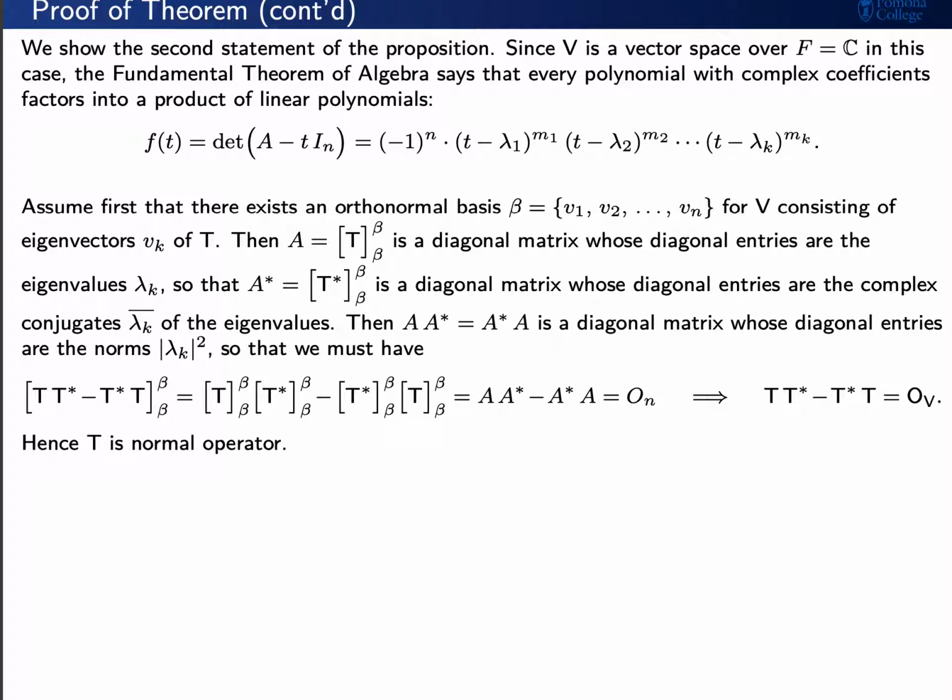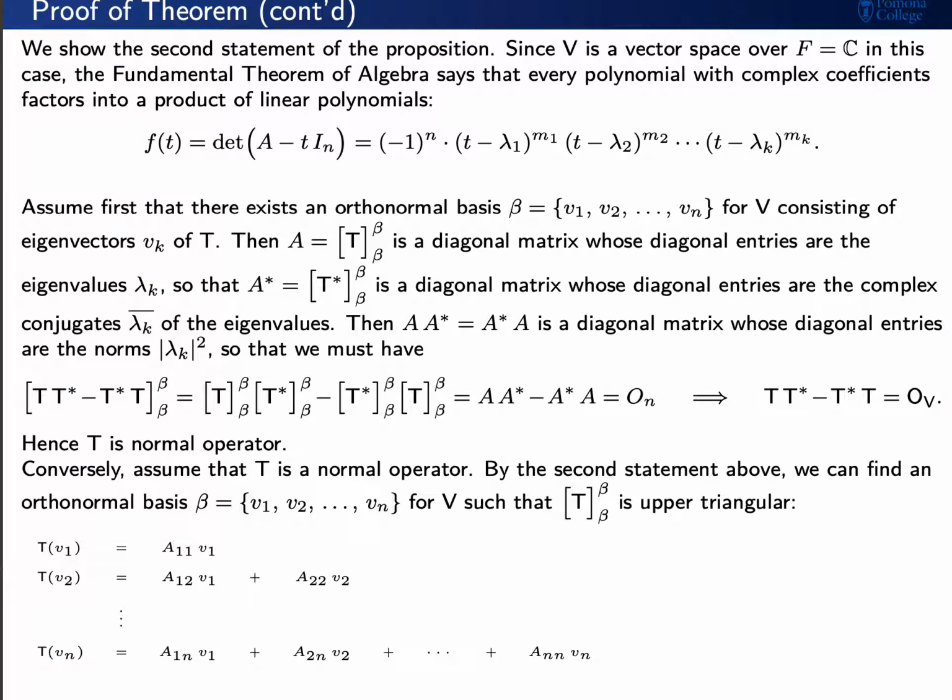Now let's consider A*, as well as A*A. We see that these must be equal because this is a diagonal matrix whose diagonal entries are the norms, |lambda_k| squared. So that if we consider A*A minus AA*, we see that not only is this the zero matrix, but this must also be the matrix representation of the operator T composed with T adjoint minus T adjoint composed with T, showing that T composed with T adjoint must be equal to T adjoint composed with T, showing, of course, that T is a normal operator.